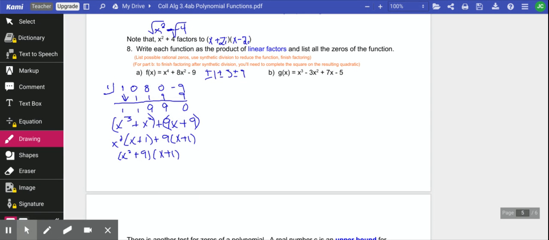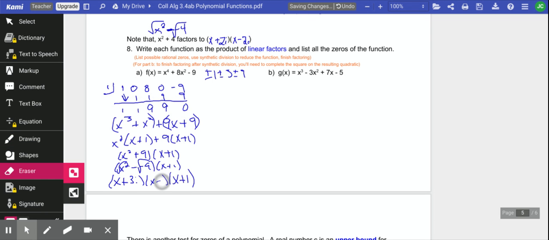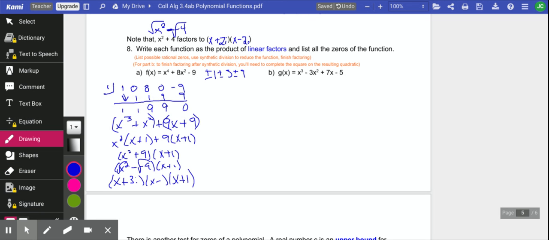And this is exactly what I was talking about before we started the problem. We can rewrite this as x squared minus negative 9. And then we can factor it one more step, because now it's a difference of squares. So it's going to be x plus something and x minus something, and we still have that x plus 1. So we take the square root of both of these, and we get x plus 3i, x minus 3i.